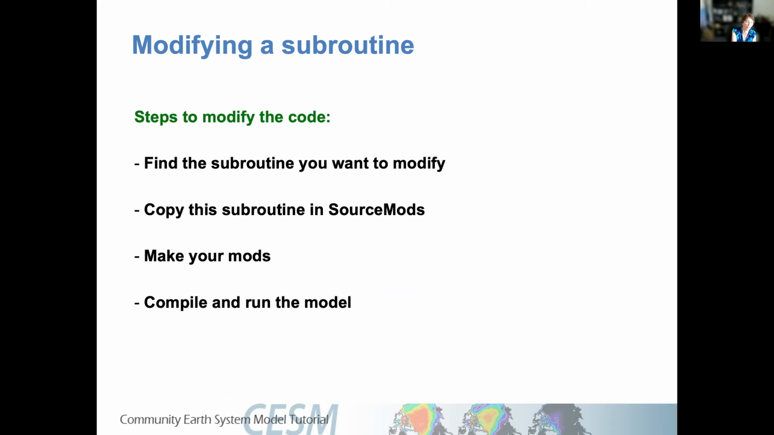If you are modifying a subroutine of the atmosphere, you will copy your subroutine into source.cam, and equivalent if you are doing it as a component. Then you do your modification to the subroutine, you compile, you don't forget to compile, and then you run the model.